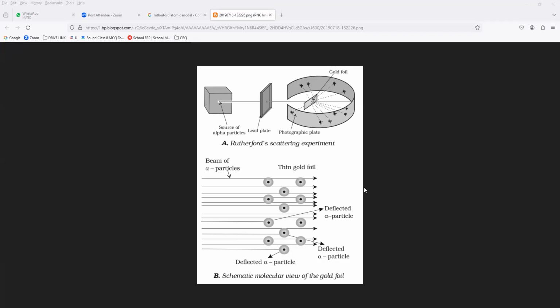Everything is important. In the exam, they can ask anything. If they ask observations, you have to write observations. If they ask conclusions, you have to make conclusions. If they ask the model, you have to write the model. So now we are going to study that. Next segment, we are going to study the Rutherford atomic model.